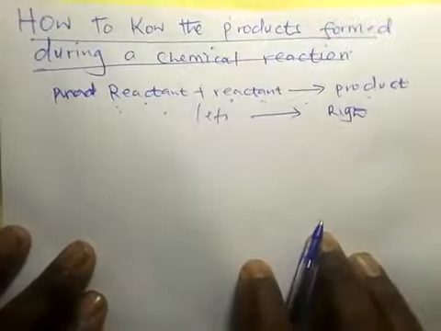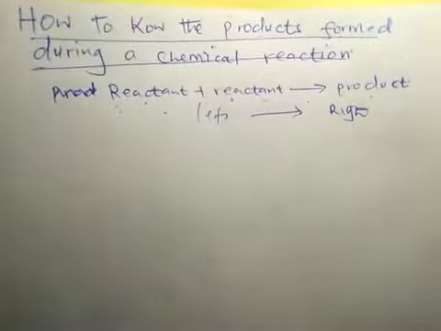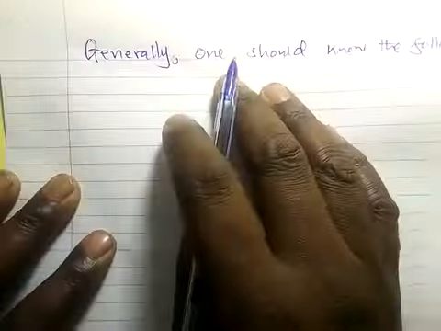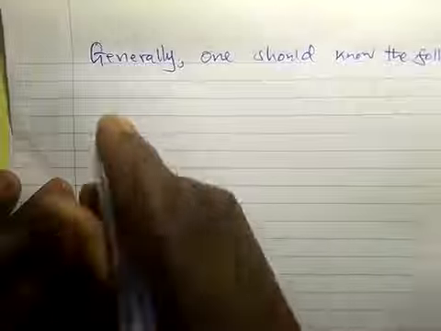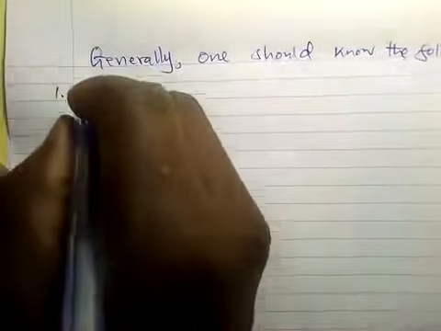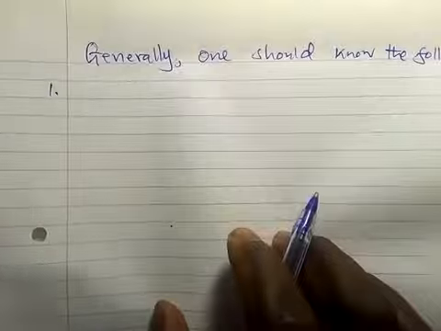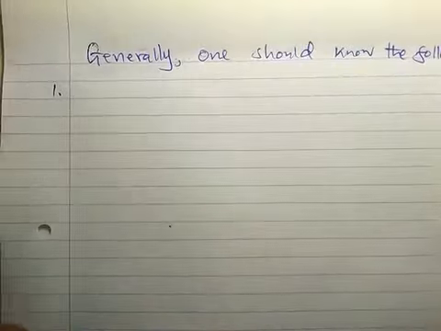So for you to know what products are formed, there is this information which you must know. Generally, you should know the following. Number one, you know metals and non-metals. By the way, how do you know that an element is a metal and another one is a non-metal? I have already said that there's a video for that.